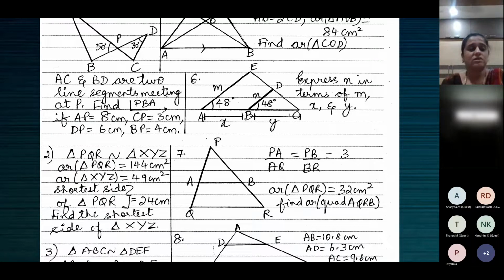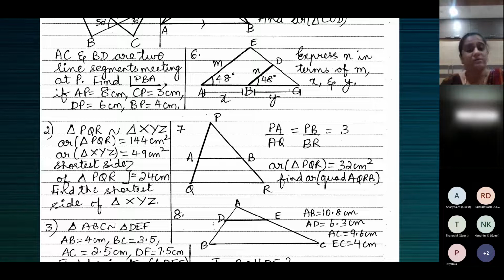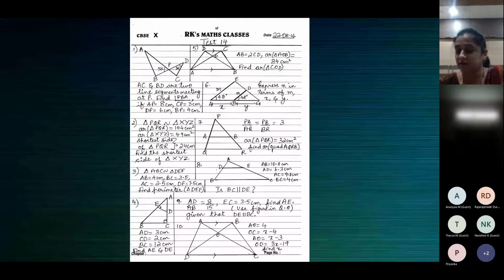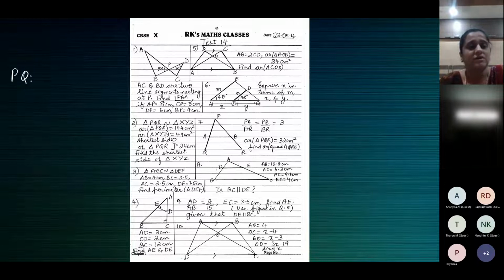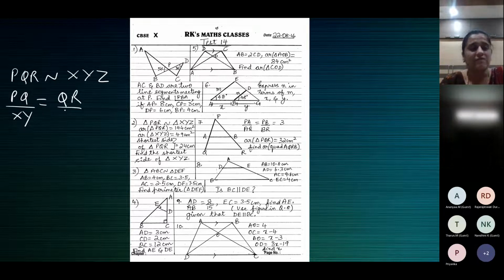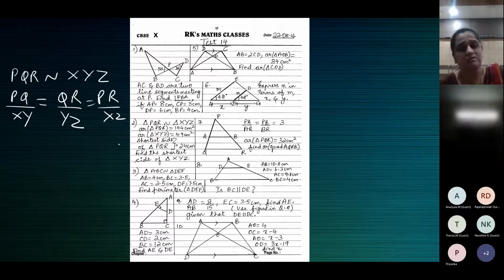Now see the second one, children. Triangle PQR is similar to triangle XYZ. That means their corresponding sides are proportional. Judge if I'm teaching you correctly now that you know similar triangles. PQ by XY is equal to QR by YZ is equal to PR by XZ because they're similar. So the corresponding sides are proportional and the corresponding angles are equal.